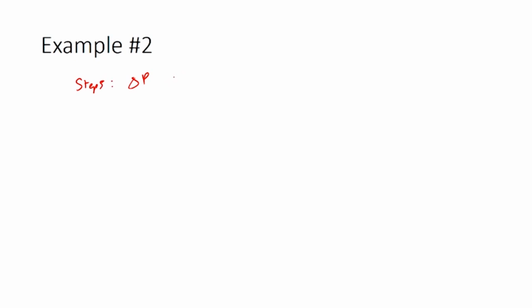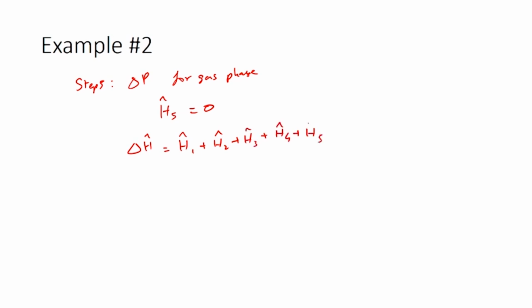This delta P is happening for gas phase. So, assuming ideal gas behavior, H5 cap would be equal to 0, because we know that change in enthalpy for constant temperature processes where only pressure changes is 0 for ideal gases. Using that we can ignore the last term. So, our total delta H cap would be equal to H1 cap plus H2 cap plus H3 cap plus H4 cap plus H5 cap. We have the numerical values for all of them.